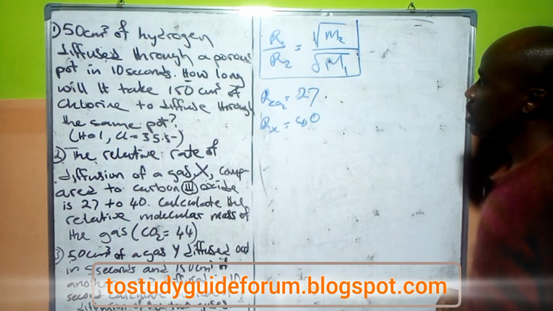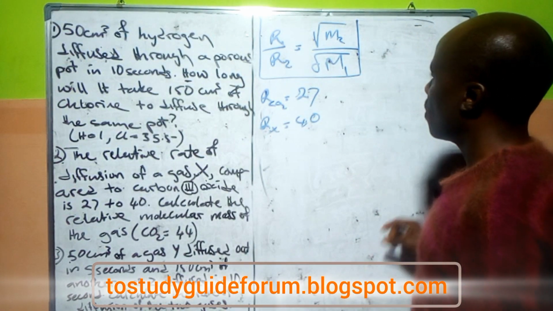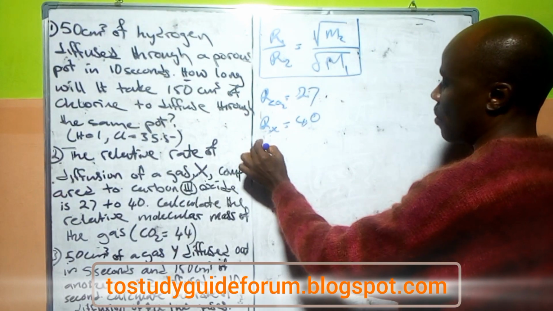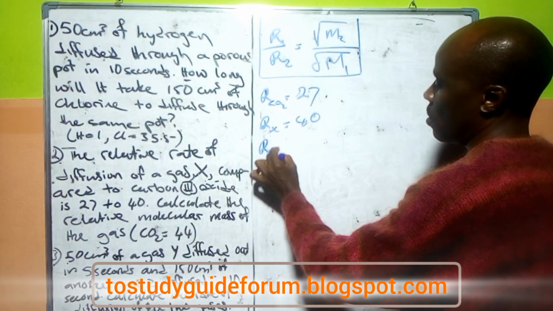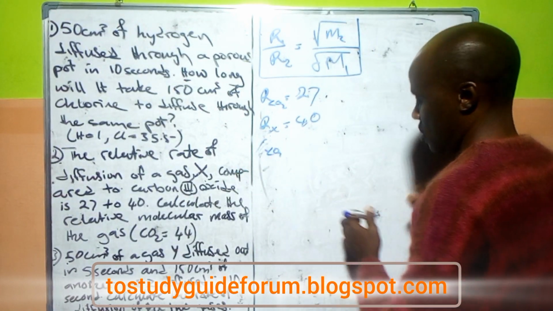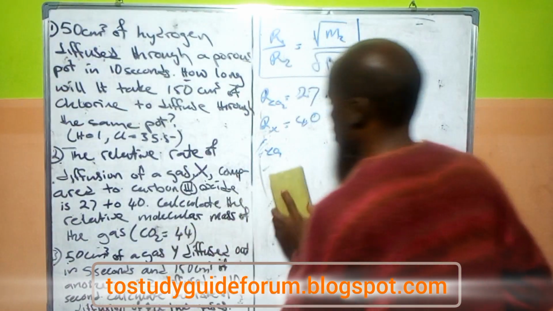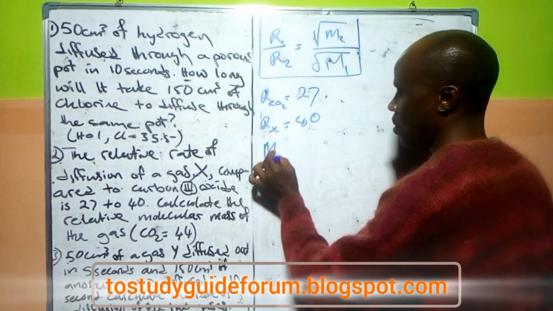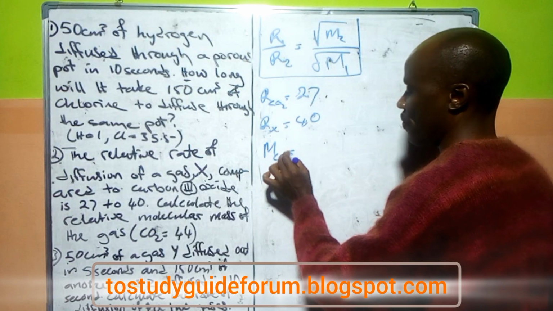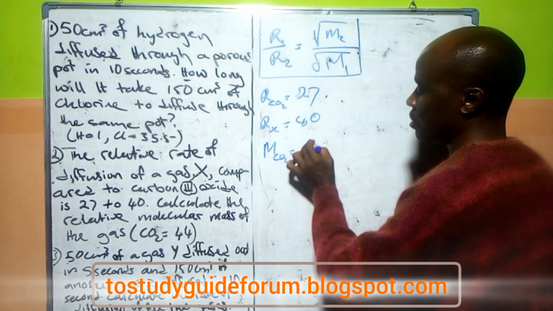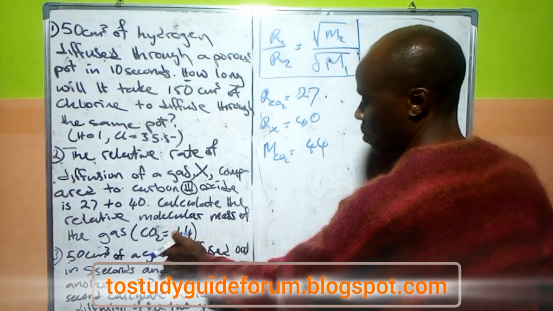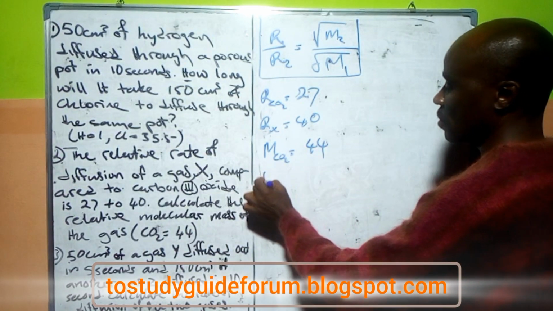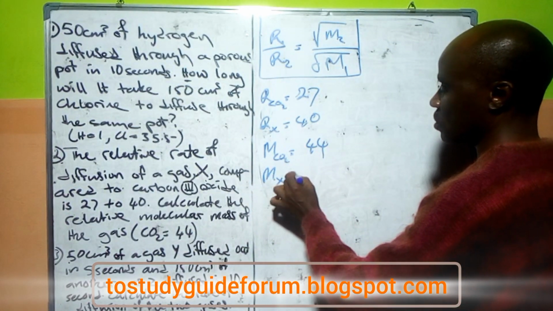So the relative molecular mass of carbon 4 is 44, already given to us here. So the relative molecular mass of this gas X is what we are looking for.